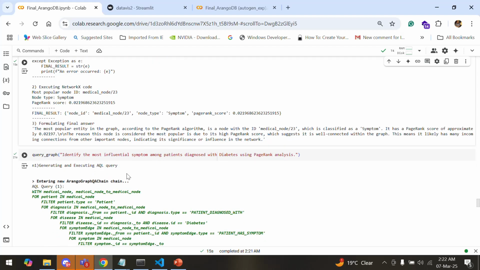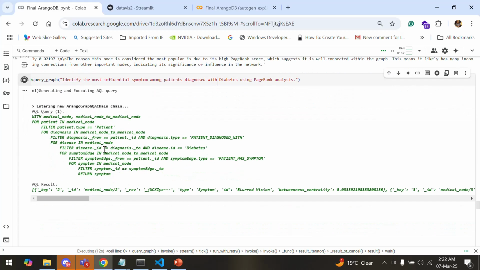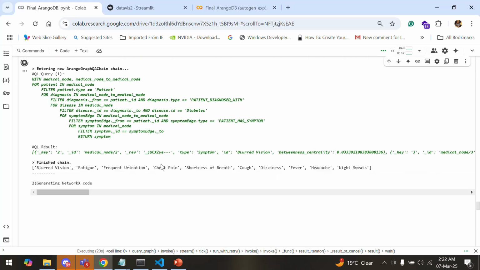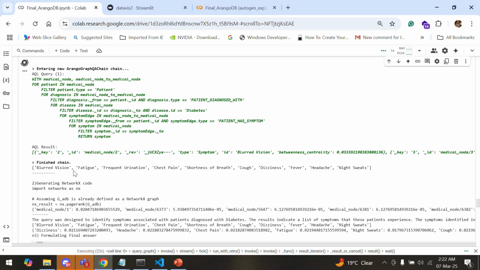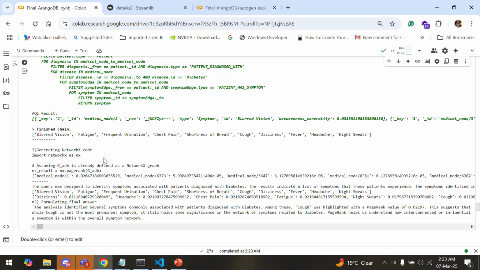This is another query that we are passing: most influential symptom among patients diagnosed with diabetes using PageRank analysis. If we pass through it, you will see it goes to the entire information base. It creates the ArangoDB QA chain and retrieves the information. It goes to the Arango QA chain, puts in the AQL results for diabetes, and it has got the information. Then finish chain: blurred vision, fatigue, this information is there. Then it generates the NetworkX code.